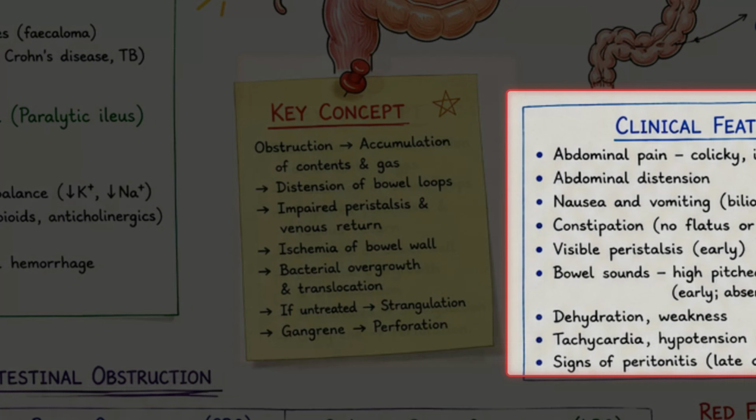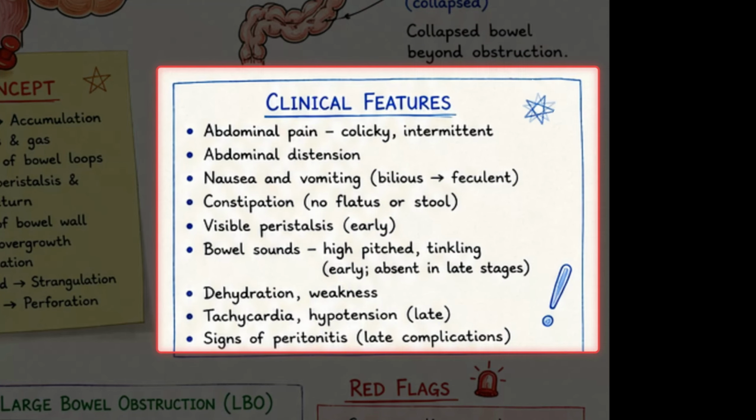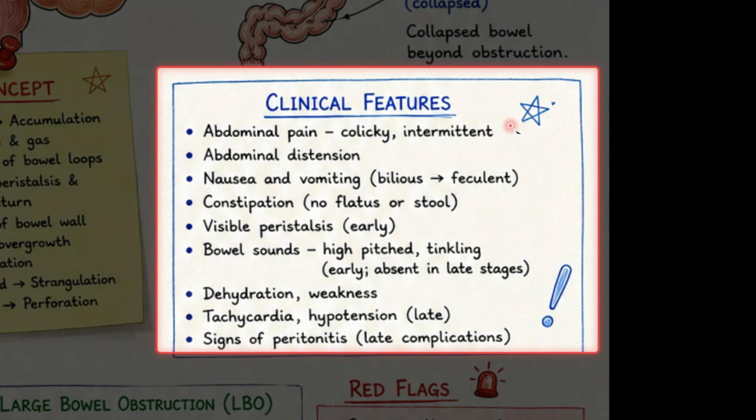Recognizing the clinical presentation is vital for rapid emergency diagnosis. The classic cardinal triad consists of abdominal pain, vomiting, distension, and absolute constipation. The pain is characteristically colicky and intermittent in mechanical obstruction, reflecting intense hyperperistaltic smooth muscle contractions fighting against the barrier. Abdominal distension becomes progressively prominent, especially in lower bowel lesions. Nausea and early emesis are severe.